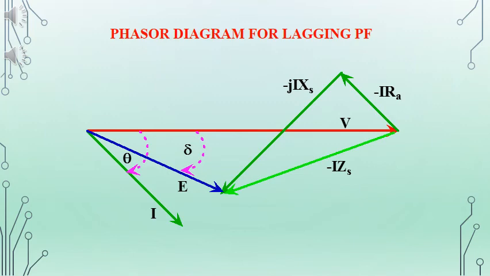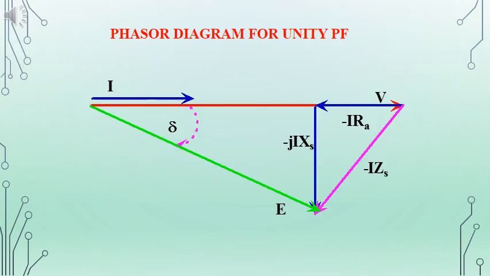The difference should be noted between the alternator and the synchronous motor. For synchronous motor, it is E is equal to V minus IZS, and in the case of alternator, it is E is equal to V plus IZS. For UPF condition, I is in phase with V, and for lagging power factor, I is lagging by an angle theta, and for leading power factor, I is leading by an angle theta with respect to voltage.